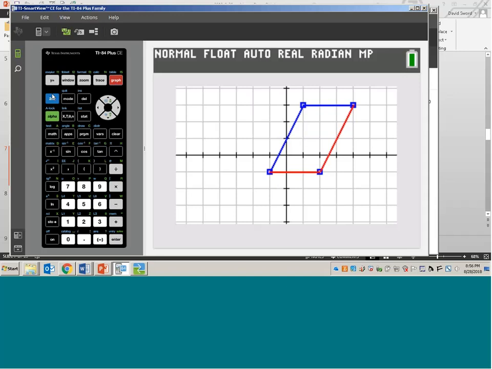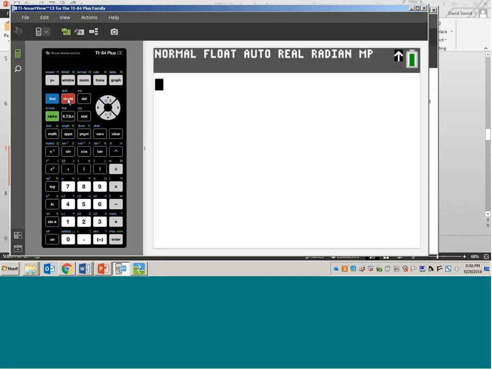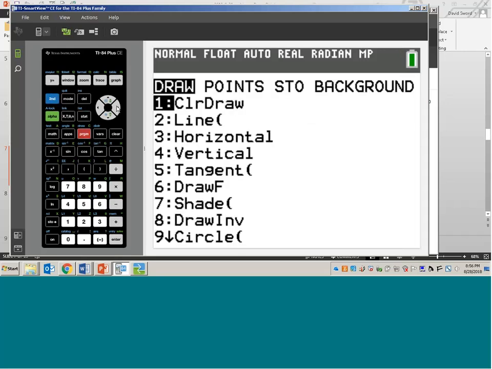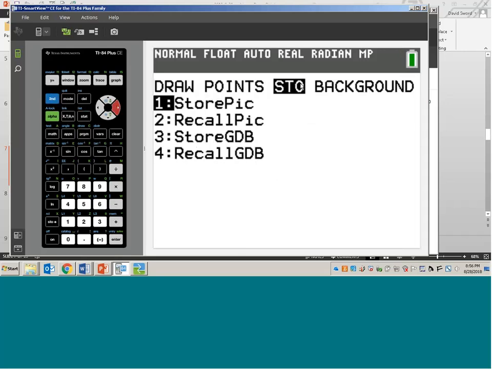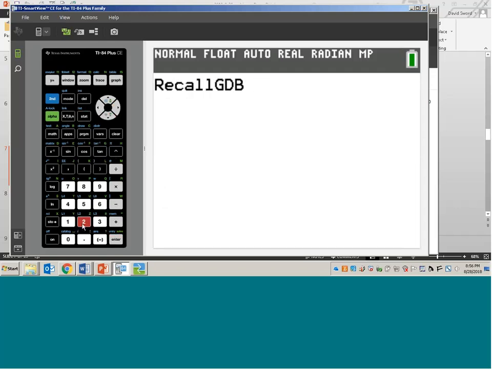And so the final thing that I'll do before we start to wrap up is show you a second graphical database that shows a second representation that students could have come up with. Graphical databases are stored under the second draw menu. So if I go to second draw, I'm going to go to the store where it is recall is number 4. So I'll go down to number 4, recall graphical database number 2.